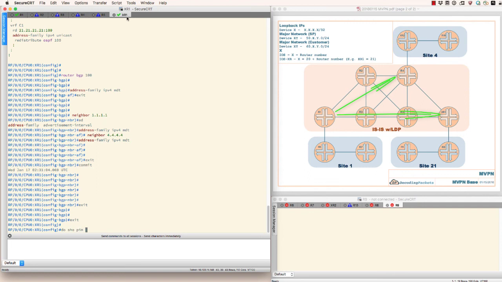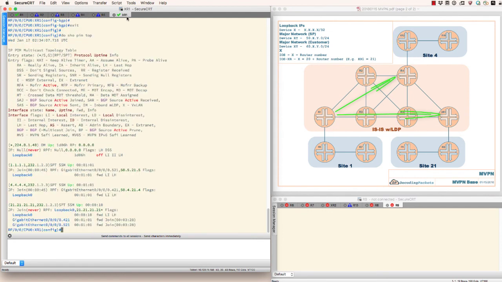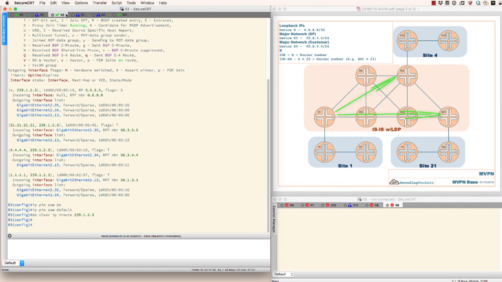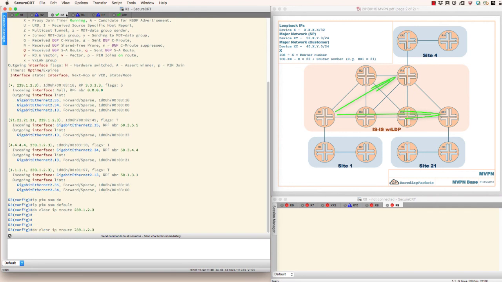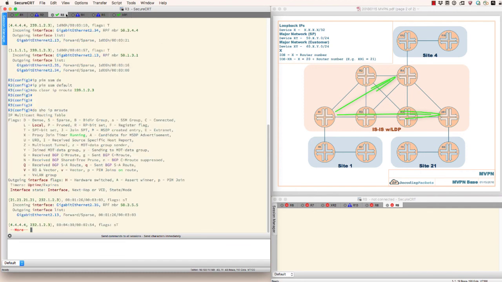Let's take a look at XR1 as well. Do show PIM topology. And as you can see, it also has all of the S-G states, the three that we need. Now, R3 used to be RP, and it had a whole bunch of state on it, as you can see. What is the state on it now? Let's see that. Do show IP mroute.